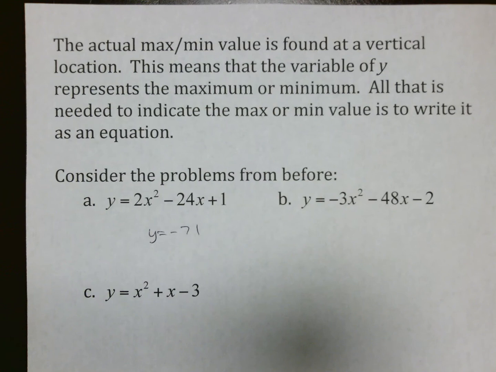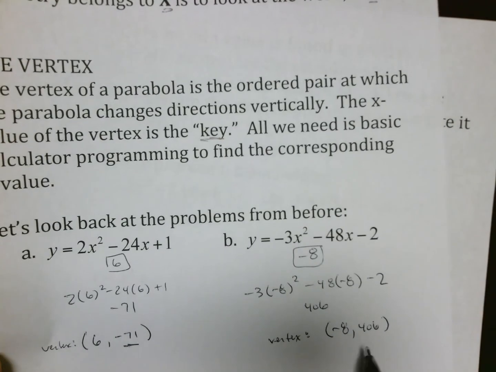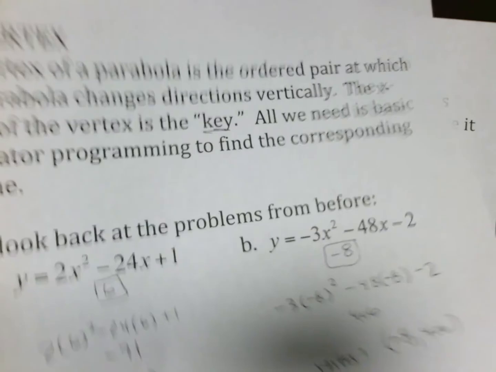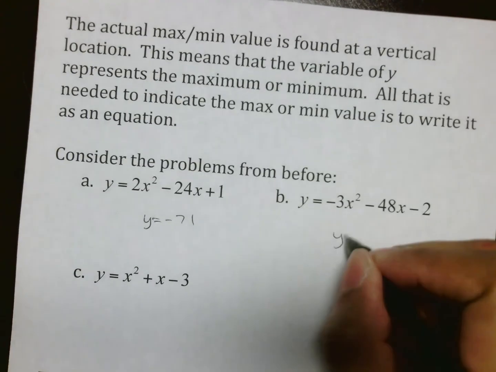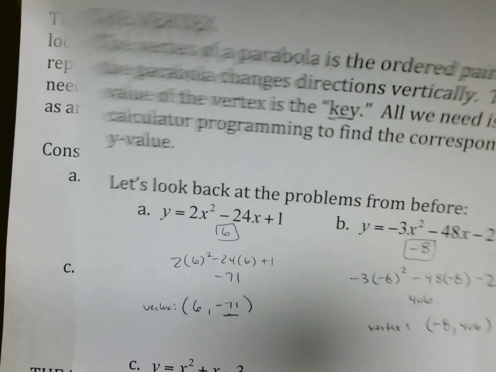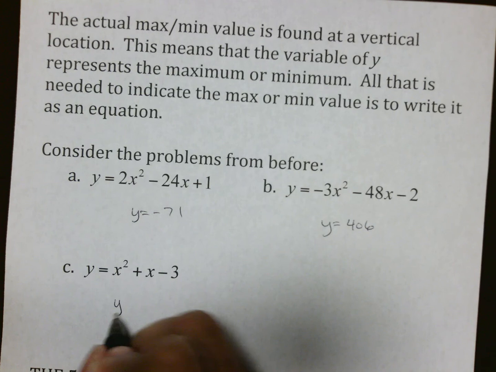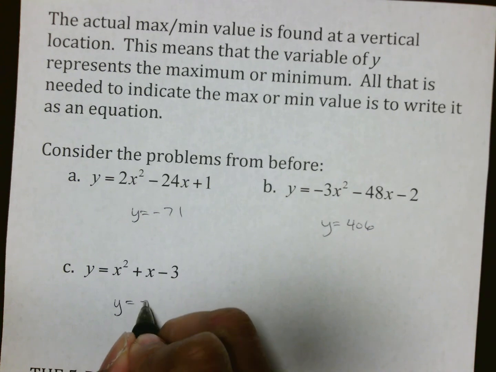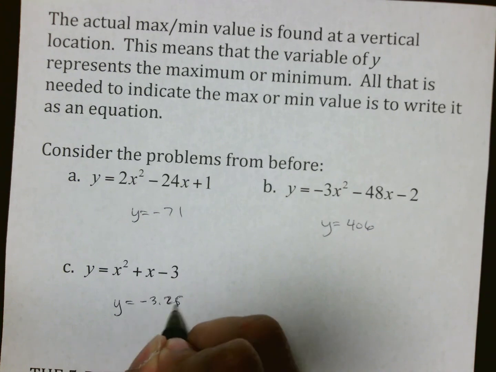It's kind of like the axis of symmetry, but the difference is because it's a vertical location, you must use the y value. Your vertex for part B was this number here, negative 8, 406, x and y. And since the max or min value is a y, you're now going to put y equals 406. This was negative 3.25 after we did all of our work, and so therefore your max or min value is y equals negative 3.25.